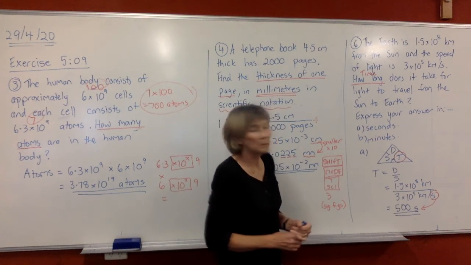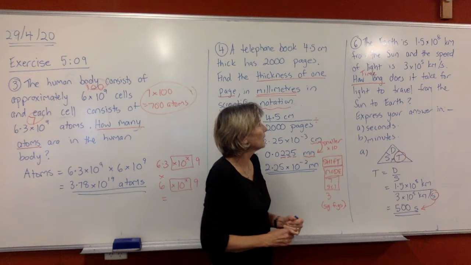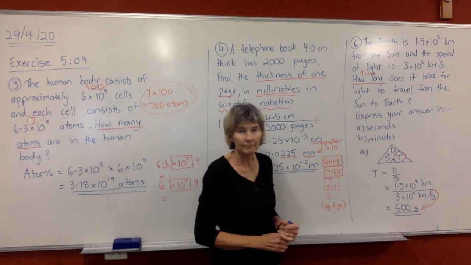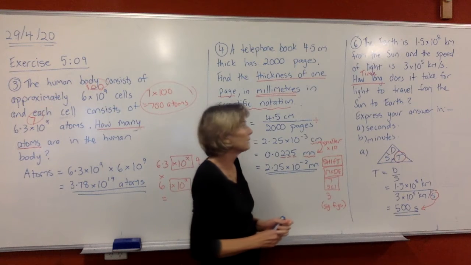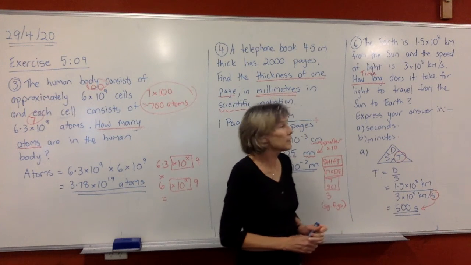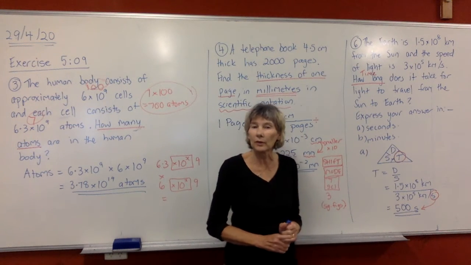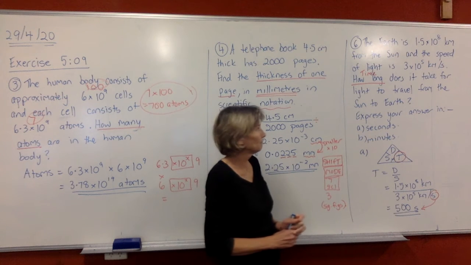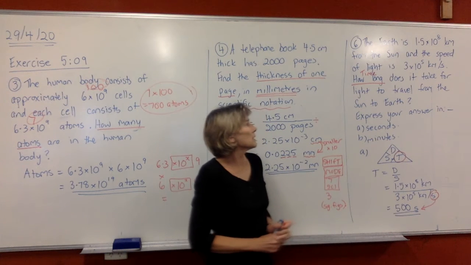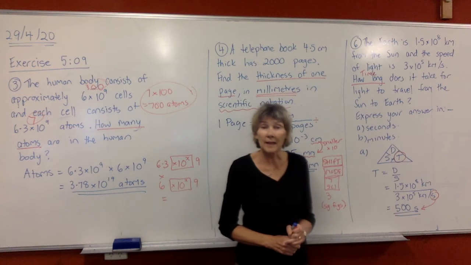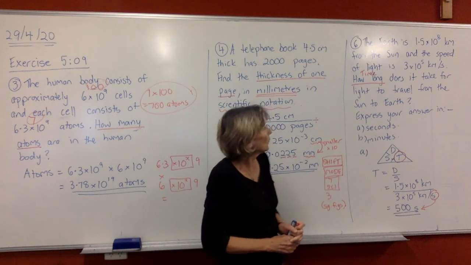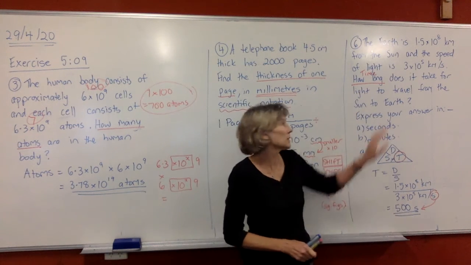Okay, the next question. The Earth is 1.5 times 10 to the power of 8 kilometres from the Sun. That's how far away we are from the Sun. And the speed of light is 3 times 10 to the 5th kilometres per second. How long does it take for light to travel from the Sun to the Earth? Okay, so how long is what they're asking? So they're asking for a time.